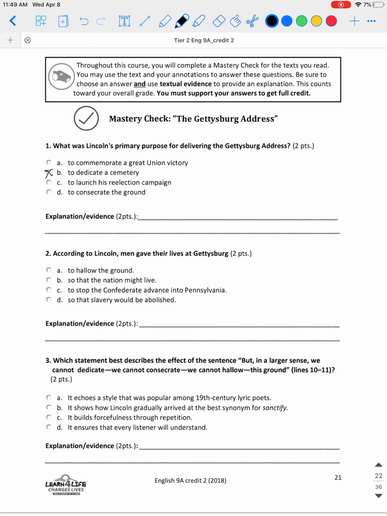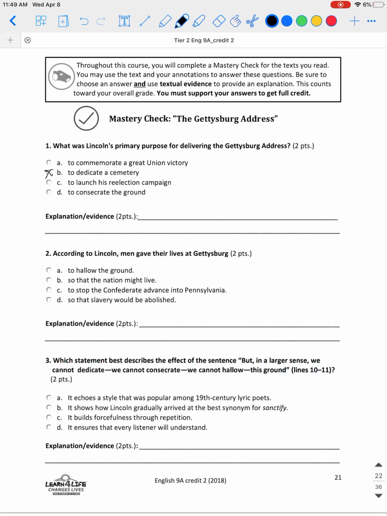Okay. Number 2, according to Lincoln, men gave their lives at Gettysburg. A, to hallow the ground. B, so that the nation might live. C, to stop the Confederate advance into Pennsylvania. Or D, so that slavery would be abolished.